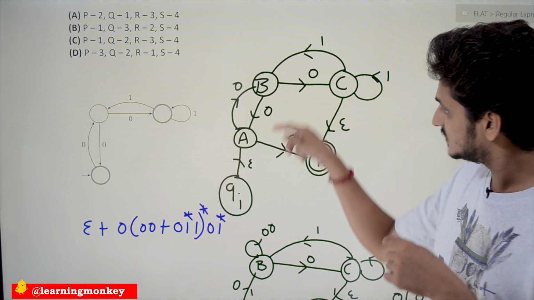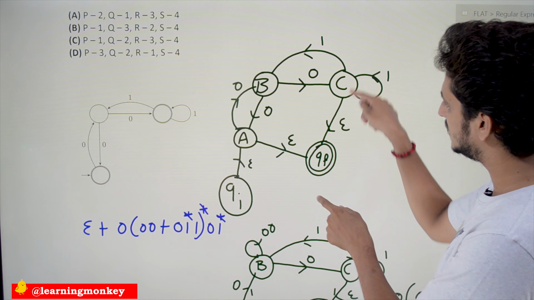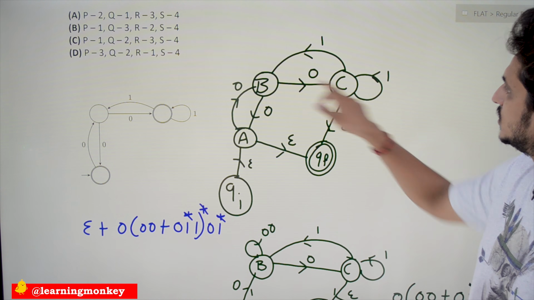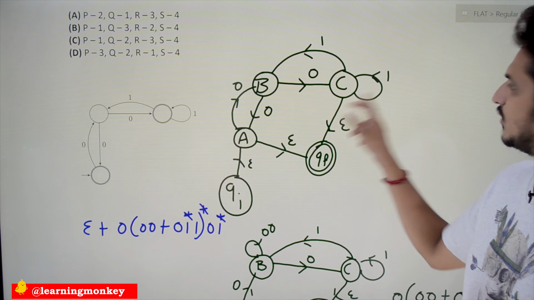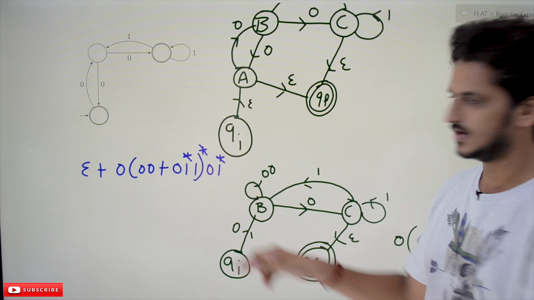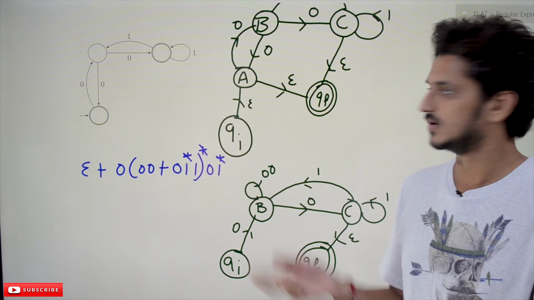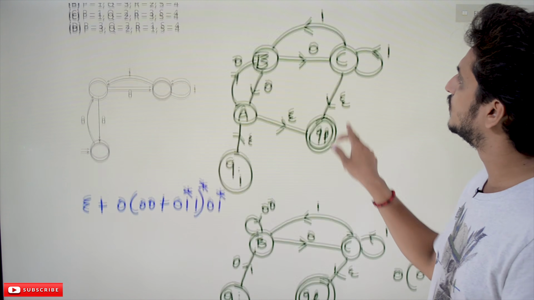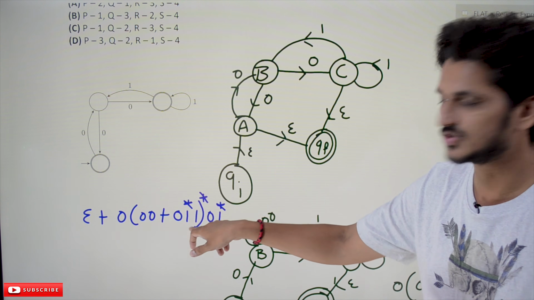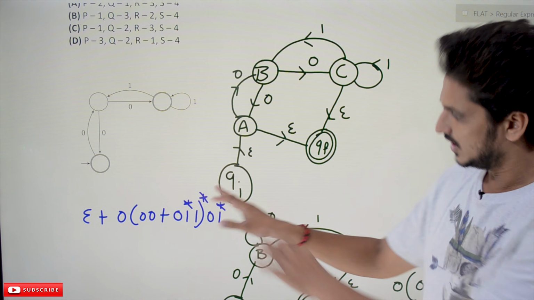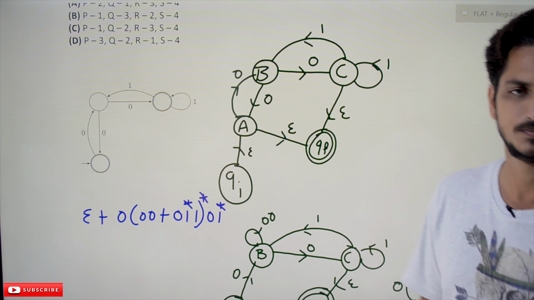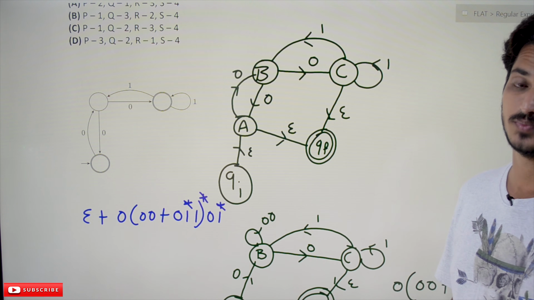Why are we considering these options? Because on C we can move to QF, and on A we can move to QF, so both options, 0, 1 star and 0, can be taken. If you move this side, the expression is 0, 1 star; we can take epsilon and end up in QF. If you move the other side, 0, 1 star, we end up on C and go to QF. That's why the expression is epsilon or 0 followed by (0, 0 or 0, 1 star, 1) whole star, then 0, 1 star. This is how we write the expression.